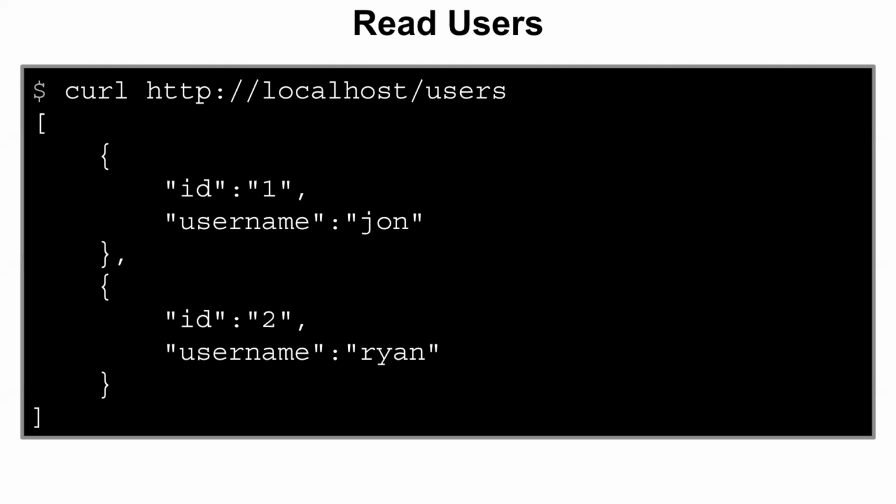So now if I run that action with curl, I'm going to get JSON back for those 2 users that I created with the previous curl command. So you'll see that I have ID 1 and 2 and username John and Ryan.